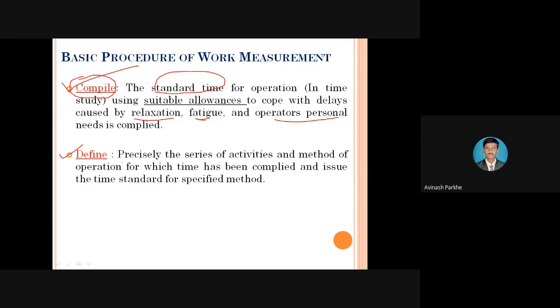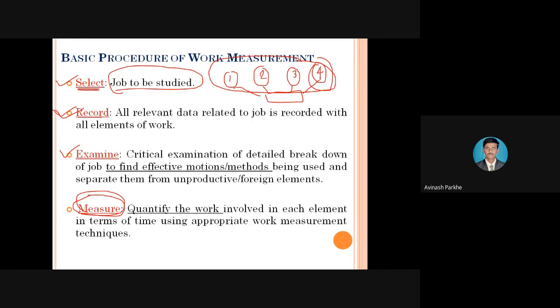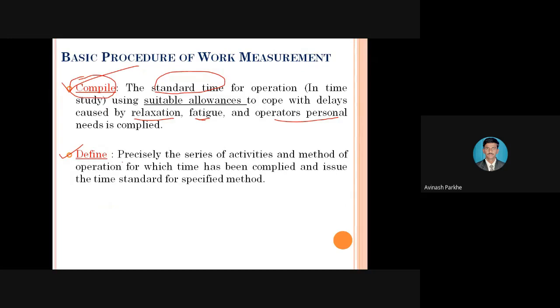So these are the basic procedure steps of work measurement which we have to implement. Select, record, and examine are applicable for the method study concept, but measure, compile, and define, the remaining 3 steps, play a very important role in the work measurement concept. Okay, so this is the procedure.